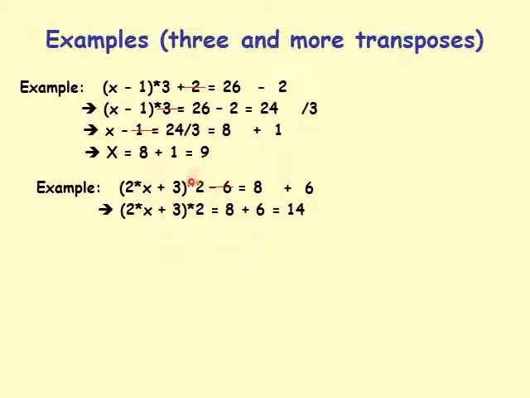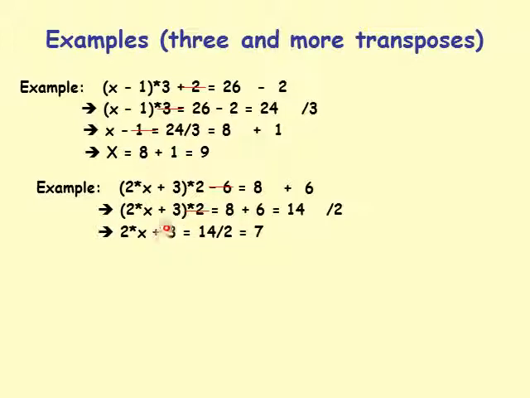Now it's multiplied by 2 here, and when we move that across the equal sign, it becomes divided by 2. So 14 divided by 2 is 7. On the left we have 2x plus 3, and on the right we have 7.